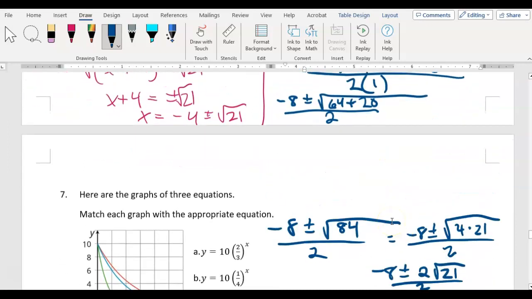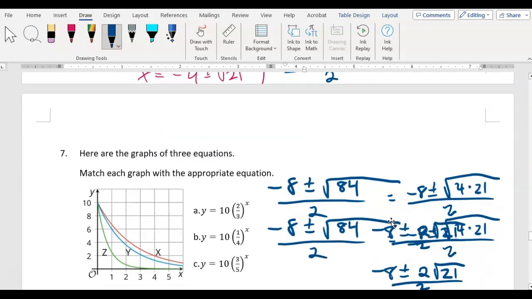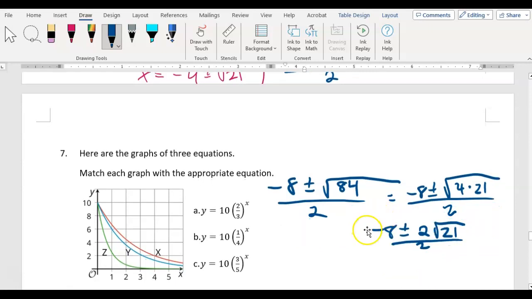Now I can divide negative 8 divided by 2. There we go. Okay, negative 8 divided by 2 is negative 4. Plus or minus 2 divided by 2 is 1. So that's the square root of 21. So that is equivalent. If you were to actually put that in the calculator and get the square root of 21, or get the square root of 84 and then divide by 2, you will get the same answer.